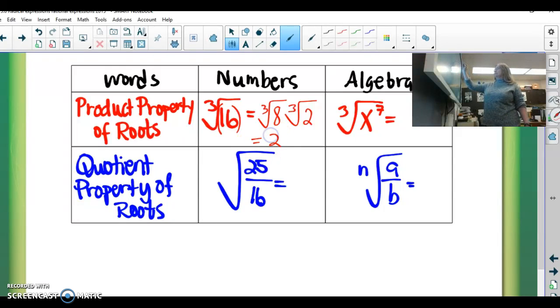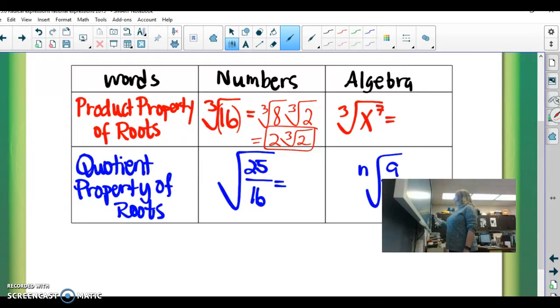So you can take the cube root of 8, which is 2, but we can't do anything more with the cube root of 2. There are no perfect cubes that go into 2 evenly. So that would be the simplified form of the cube root of 16.